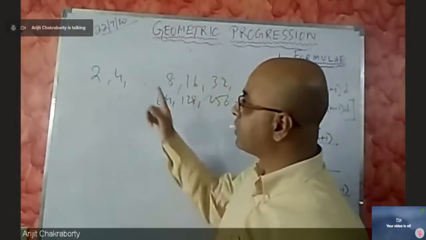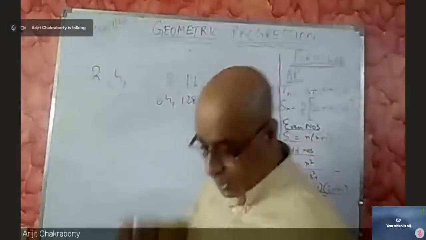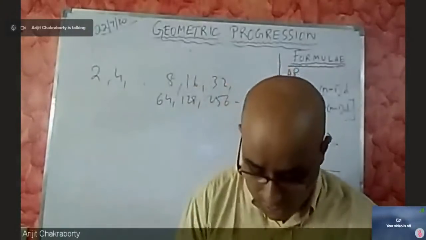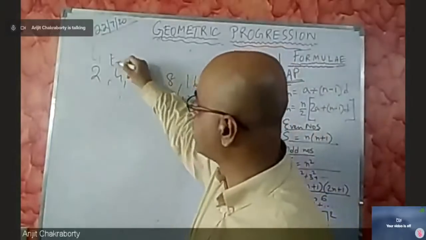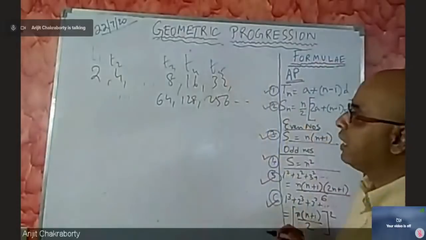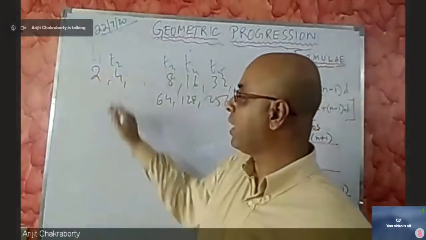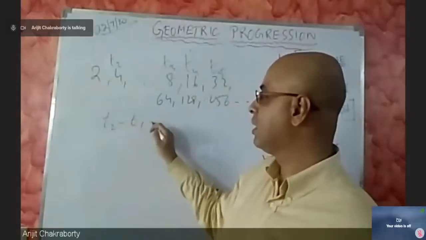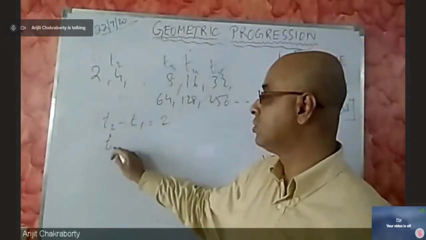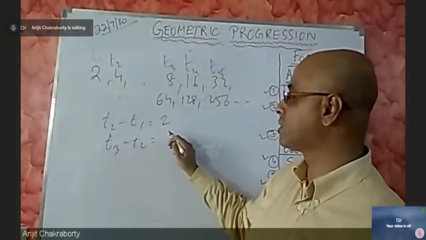We know that in the case of an arithmetic sequence, say this is term 1, T1, this is T2, term 2 is 4, then T3, T4, T5. So T2 minus T1 is 4 minus 2, which is 2. T3 minus T2 is 4.